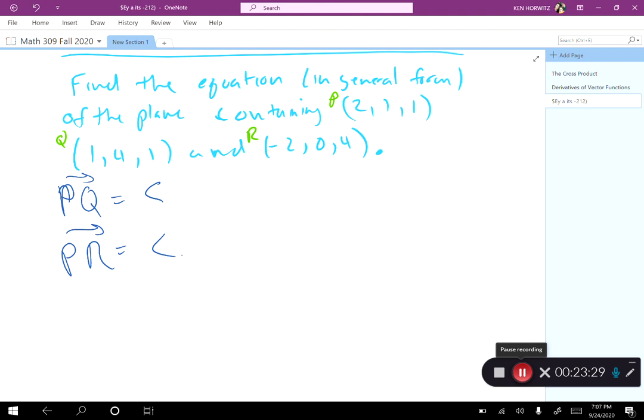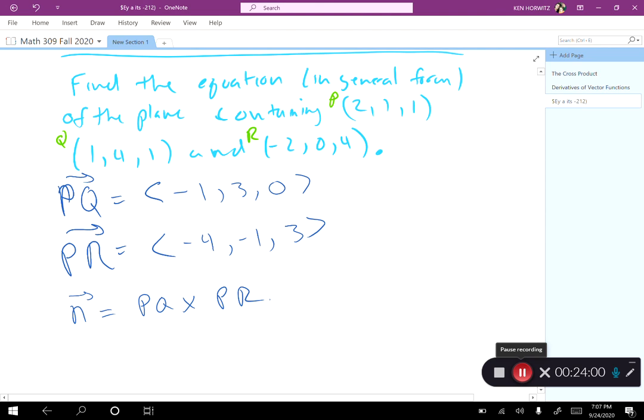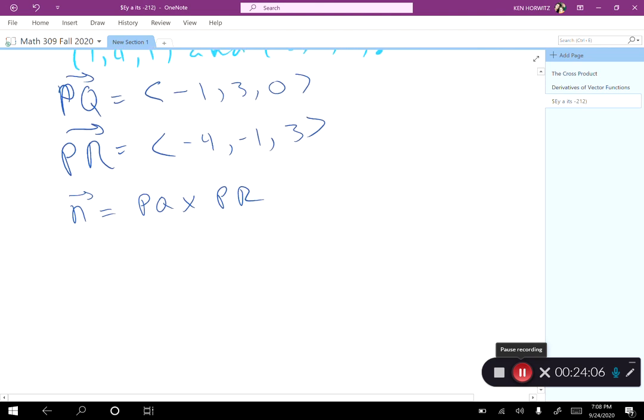All right, so I did vector PQ and vector PR. I get negative 1, 3, and 0. And I get vector negative 4, negative 1, and 3. Now, in order to get my normal vector, which is really what I need, I need to do PQ cross PR. We've already reviewed the cross product. So why don't you do the cross product of these 2 vectors, and we'll see what we get.